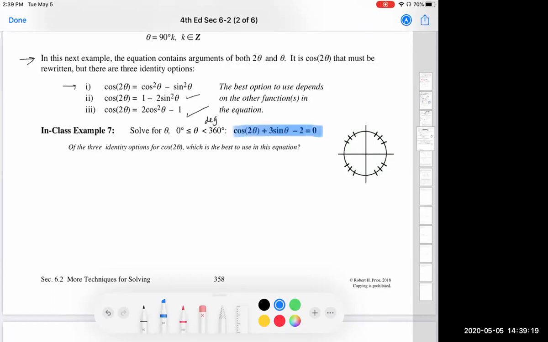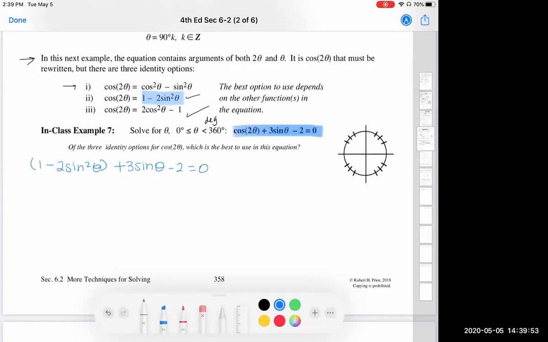Well, I see that I can replace my cosine 2 theta, because if I replace it, I will be left with sine. Why don't we choose this option? That way I can have all sines. All right, let's go ahead and do that. So we're going to replace cosine 2 theta with 1 minus 2 sine squared theta, plus 3 sine theta minus 2 is equal to 0.